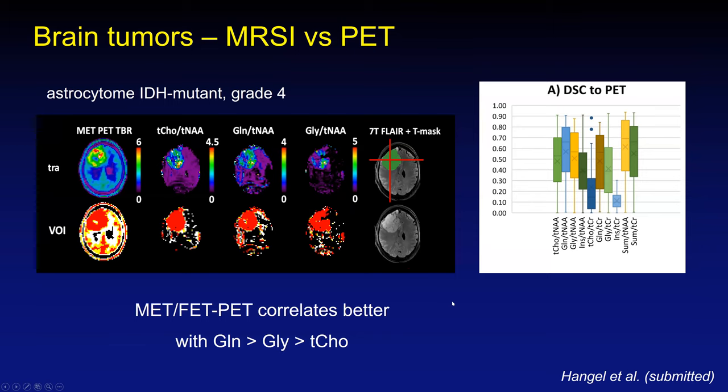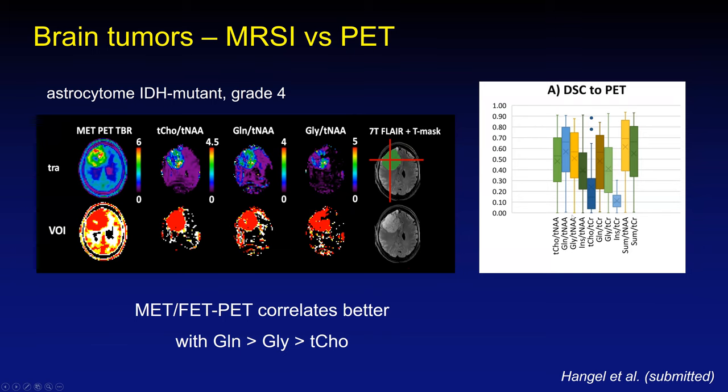We have then moved forward recently to compare MRSI with PET. And here's an example. We have an astrocytoma, IDH mutated, grade 4. And you see here a MET PET alongside ratios to choline, glutamine, and glycine, and here corresponding 7 Tesla FLAIR.